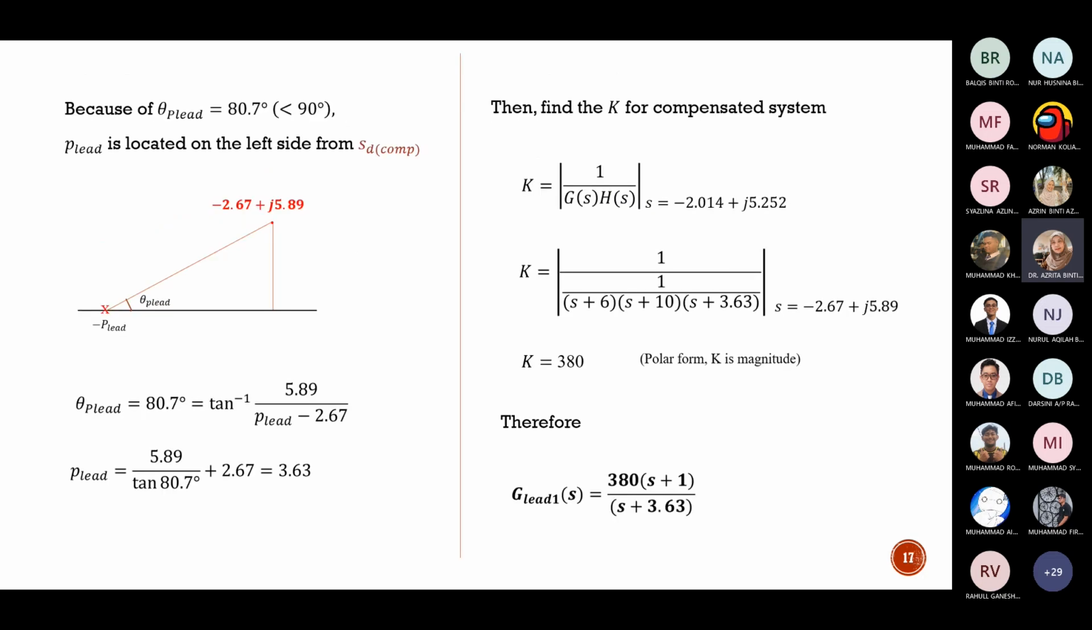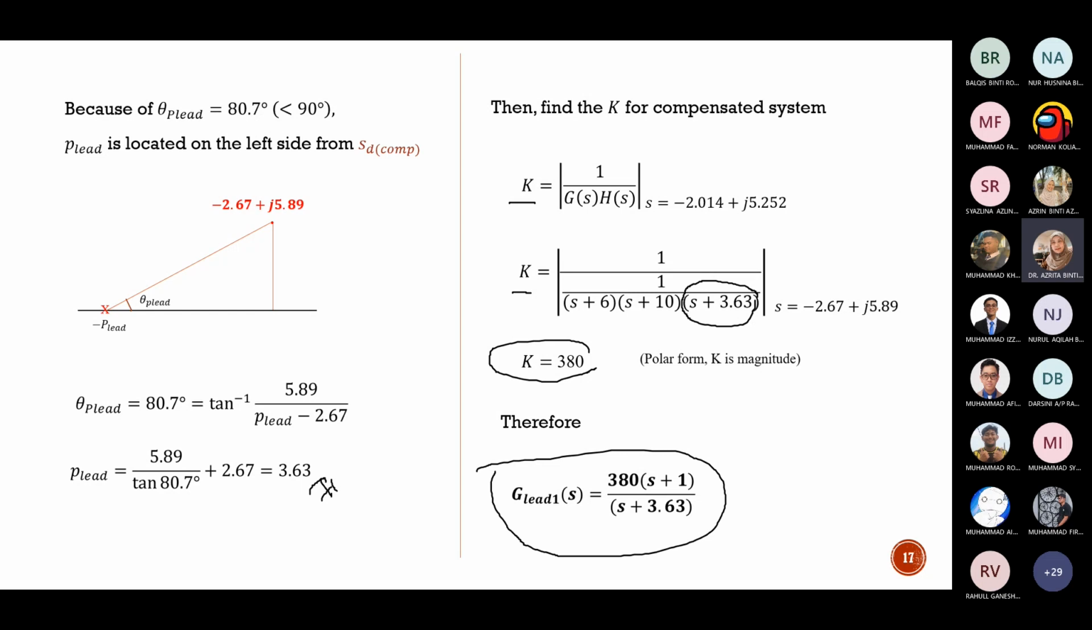And lastly, we can design the location of the p lead. And then we calculate the value of k lead. So please include the zero from the p lead. Okay. So the answer is k equal to 380. So this is the G lead, our G lead.